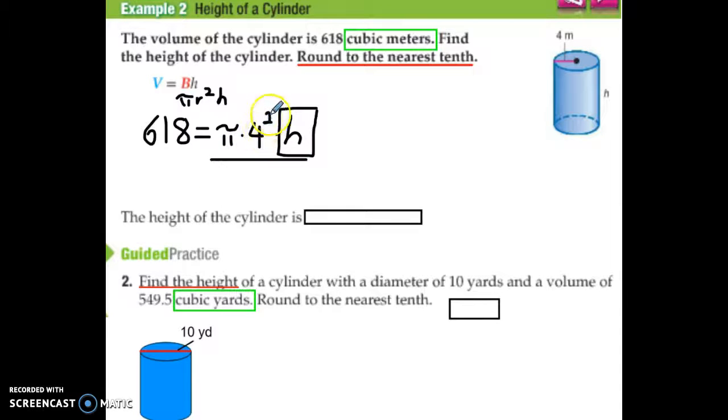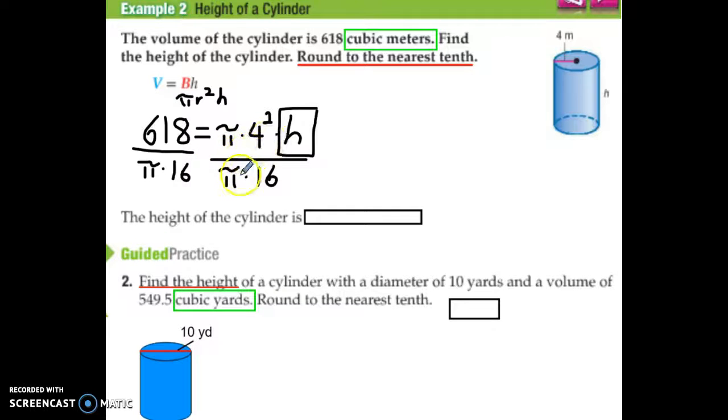4 times 4 is 16. Okay, so if you want to rewrite that as 16, you can. But I'm going to divide by pi and 16, or 4 squared, how you want to look at it. And what I do to this side, I also do to this side. So whatever pi times 16 is, I'm going to divide over there, whatever 16 pi is.